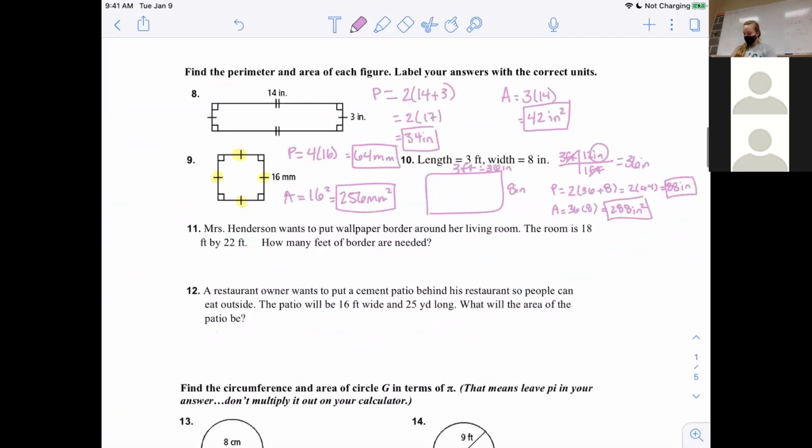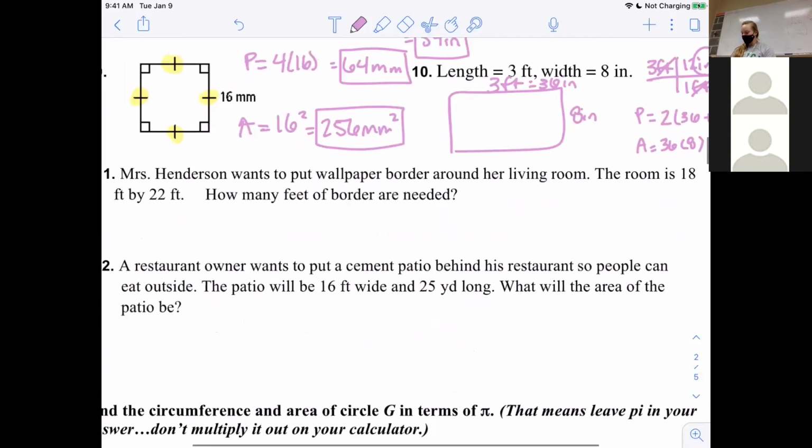All right, now we've got 2 word problems that go with this. The first one, Mrs. Henderson wants to put a wallpaper border around her living room. The room is 18 by 22. How many feet of border are needed? All right, time out. Do I want to do area or perimeter? Perimeter. I hear an area, I hear a perimeter. I hear one of each. Who wants to argue one way or the other?